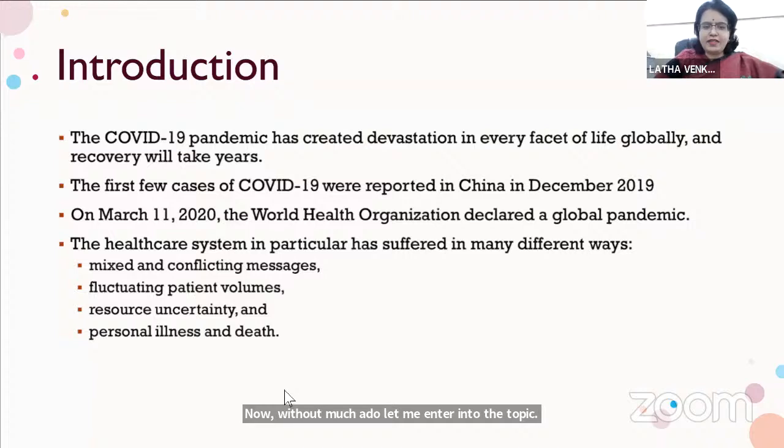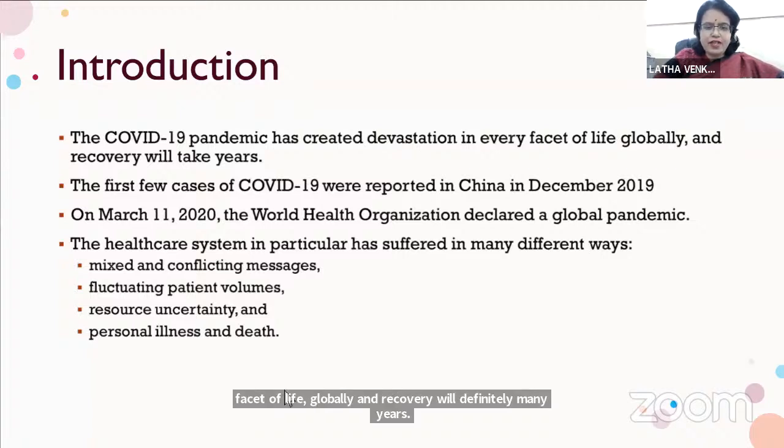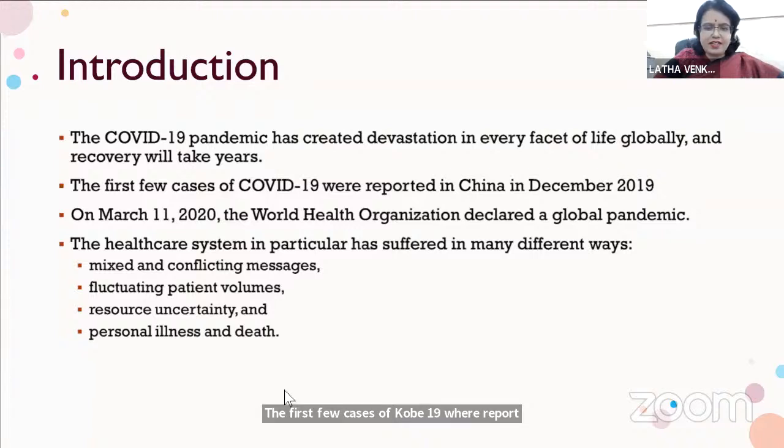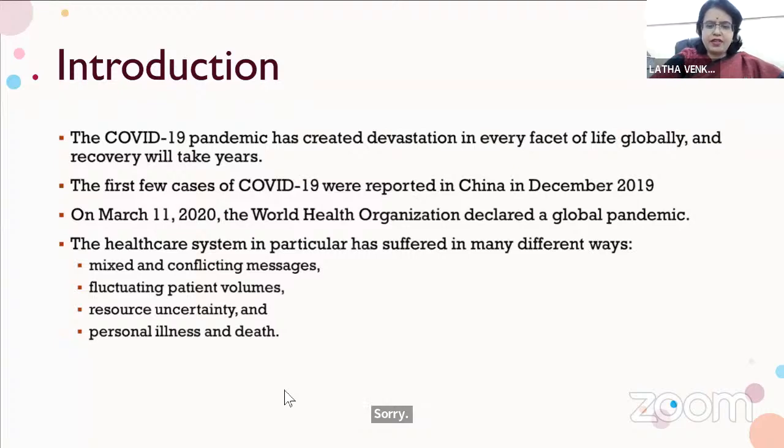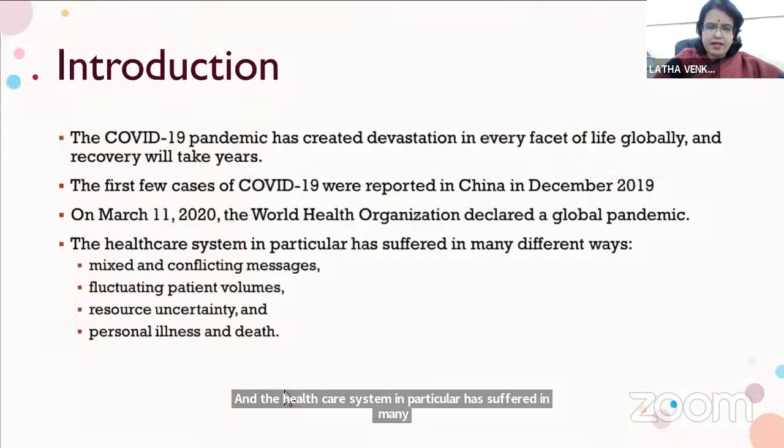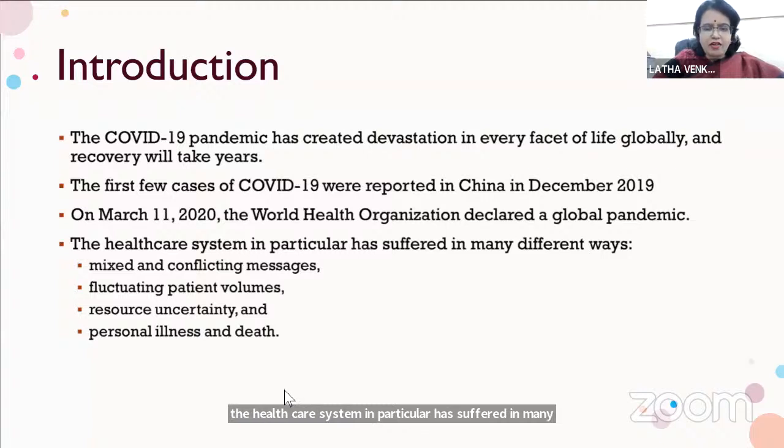The COVID-19 pandemic has created devastation in every facet of life globally, and recovery will definitely take many years. The first few cases of COVID-19 were reported in China in December 2019, and on March 11th, 2020, the World Health Organization declared it a global pandemic. The healthcare system in particular has suffered in many ways, with mixed and conflicting messages appearing in social media, fluctuating patient volumes, resource uncertainty, and personal illness and death.